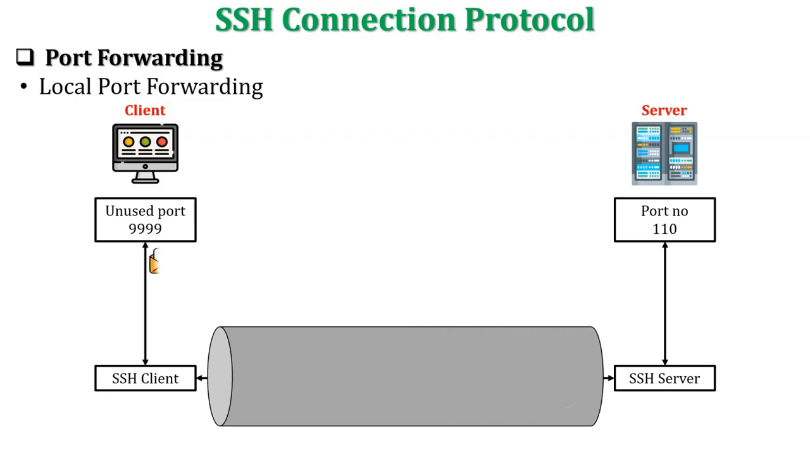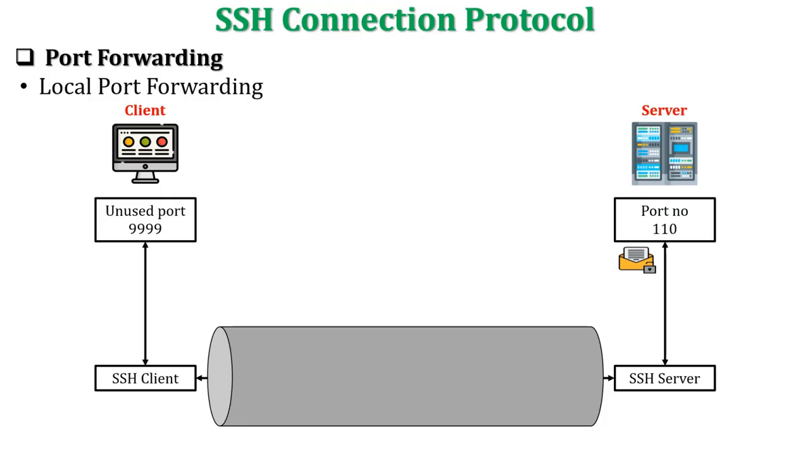So now the client will send the data from unused port 9999 to the SSH client. The SSH client will encrypt that data. Now the SSH client sends this data to the SSH server through the tunnel. After receiving encrypted data from the SSH client, the SSH server will decrypt that data and send it to port number 110. And finally, the server receives the data of the client.